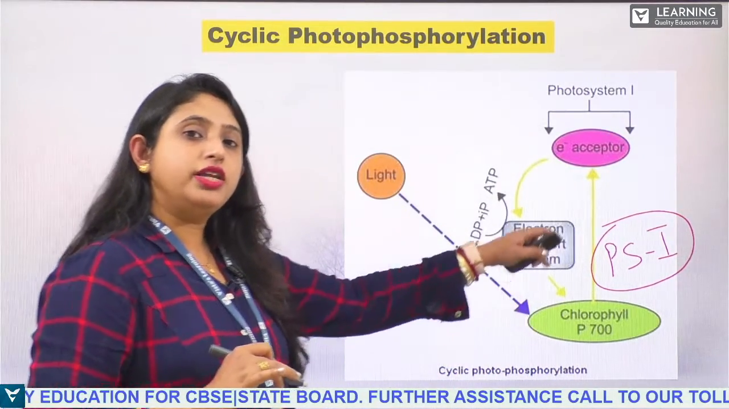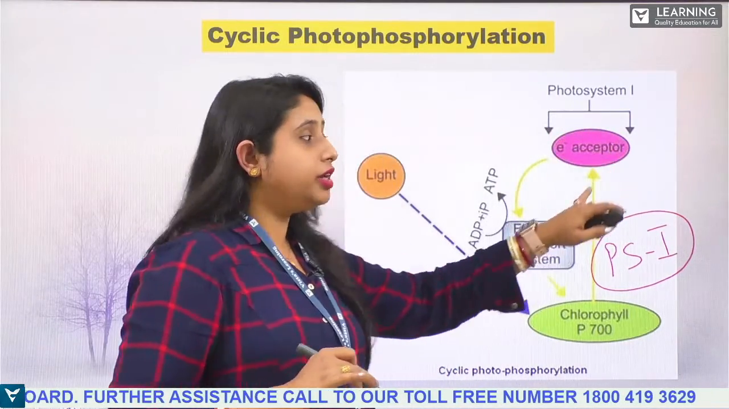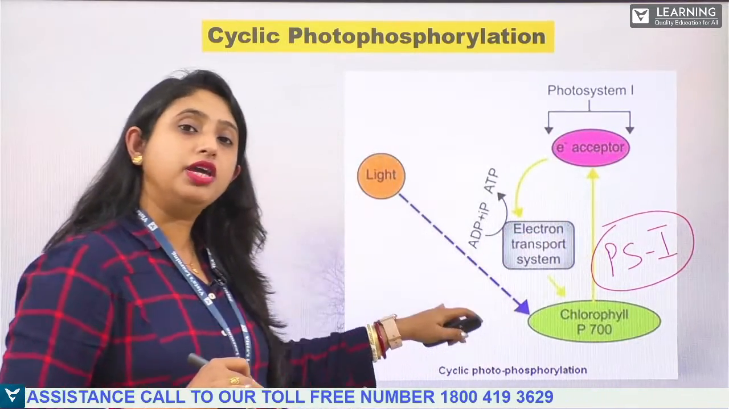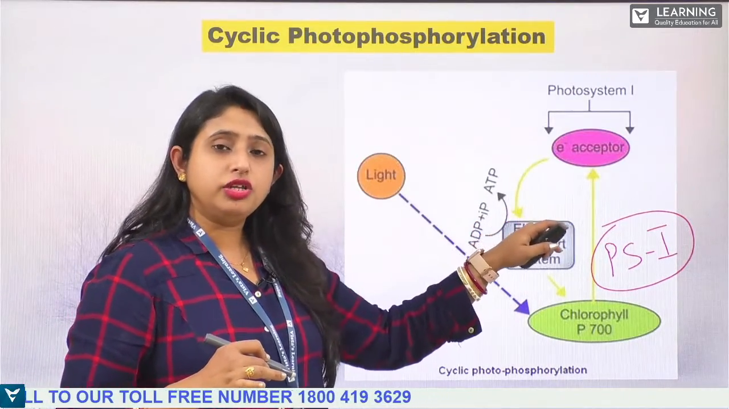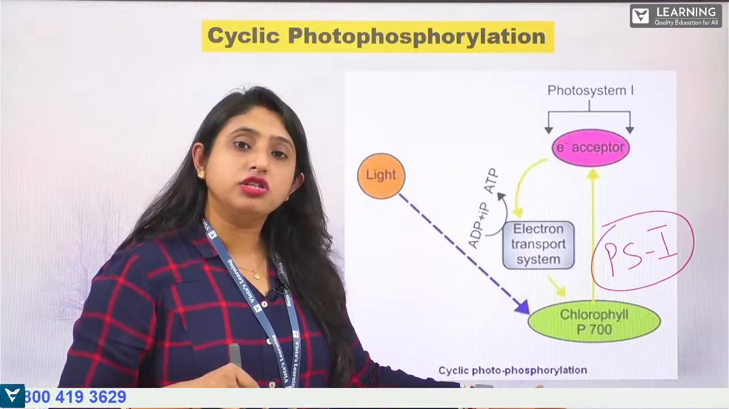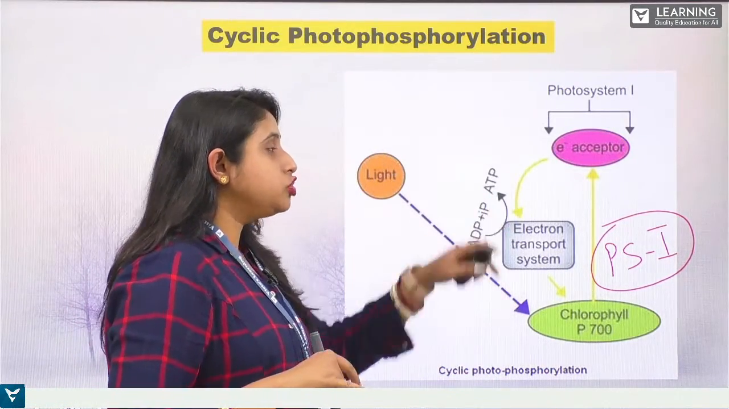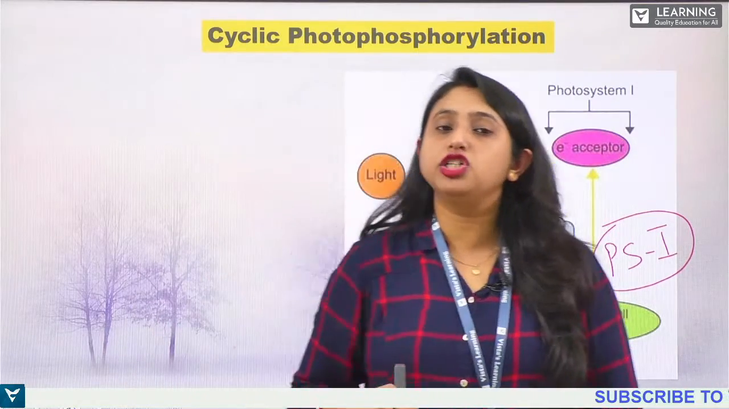So the electrons will get excited and reach the primary electron acceptor, and again it will return back. The electrons will be transported through the electron transport system and will again return back to photosystem 1. So let's see how it works. In that process, ADP leads to the formation of ATP. One ATP molecule is being formed.